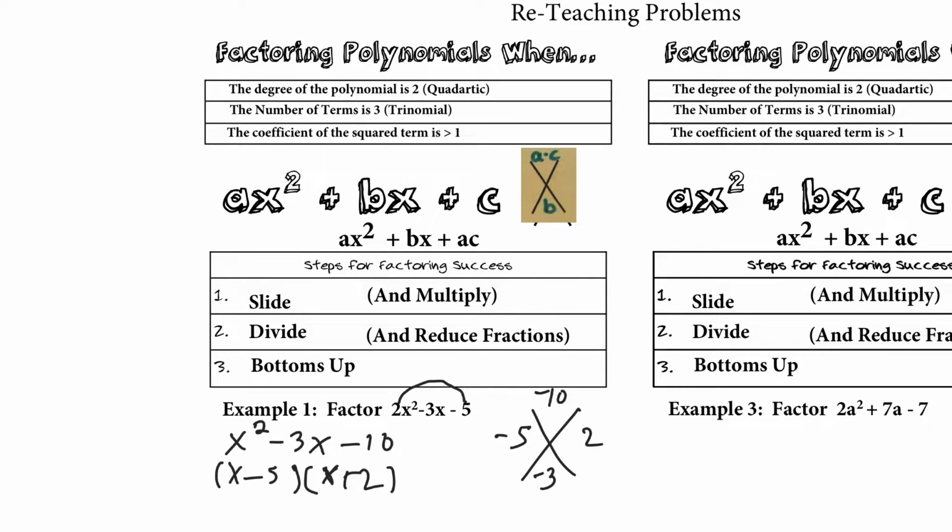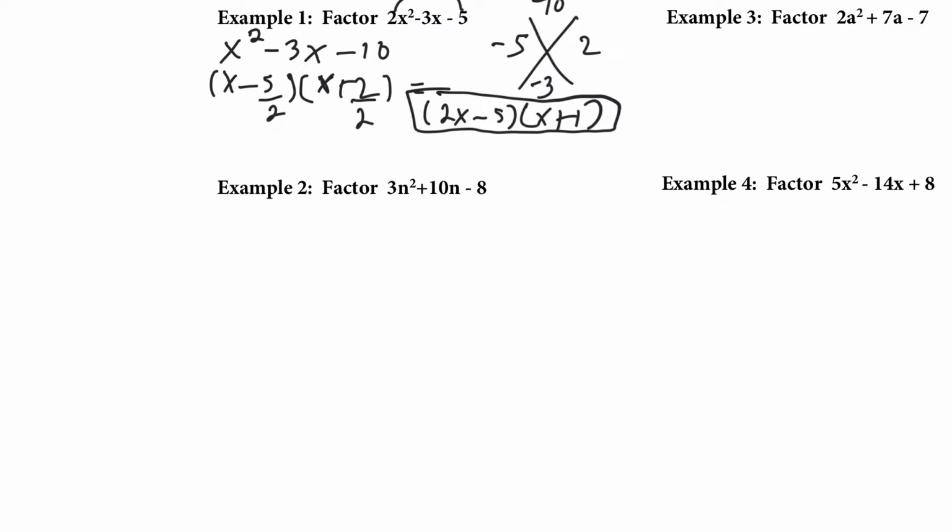Remember that we had the 2 on the side, so we have to divide by 2. And since we're dividing by 2 and this doesn't divide evenly, your factors are going to be 2x minus 5 times x plus 1. Those are your factors. This is the slide and divide method. We're going to do another example.